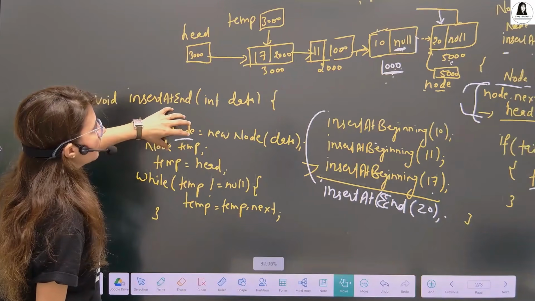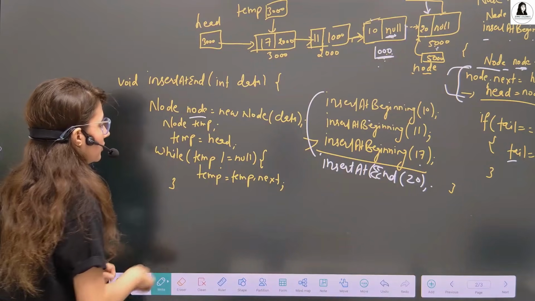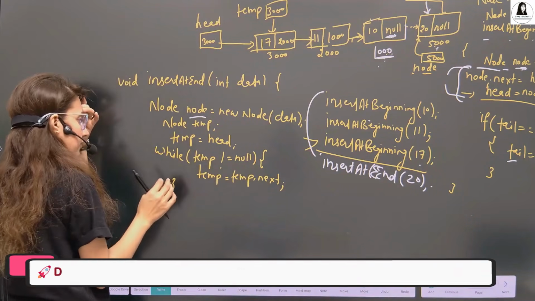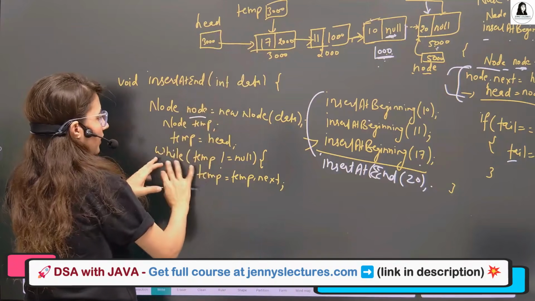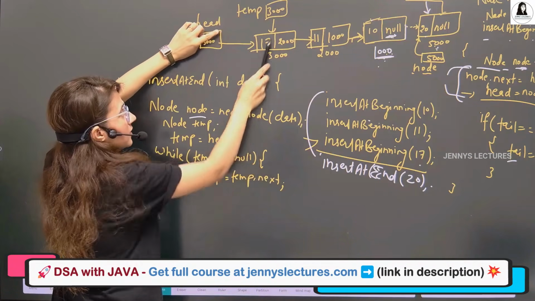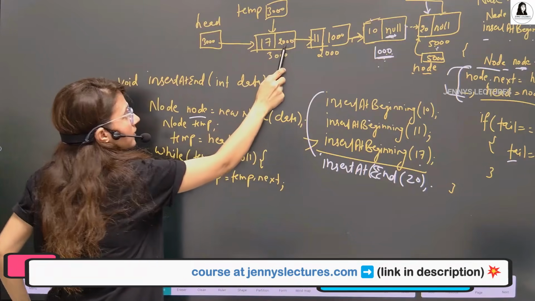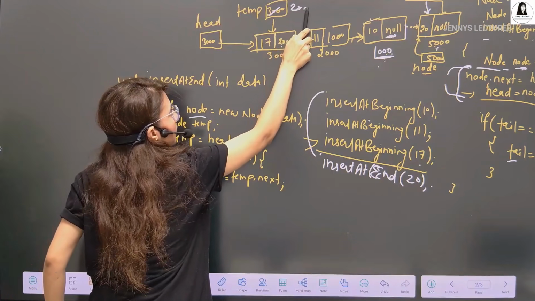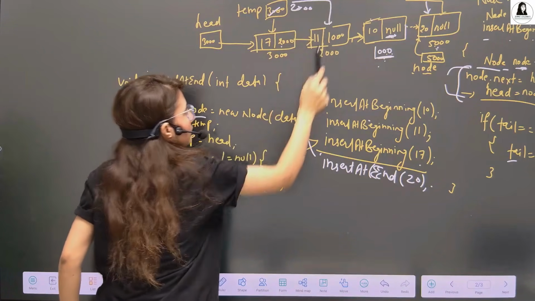Right? Now let's see if it will work or not. So temp is equal to head. Okay, temp not equal to null? Yes, it's not null. So temp is equal to temp next. Now temp is equal to temp next means 2000 would be assigned here. Now temp is pointing to this.